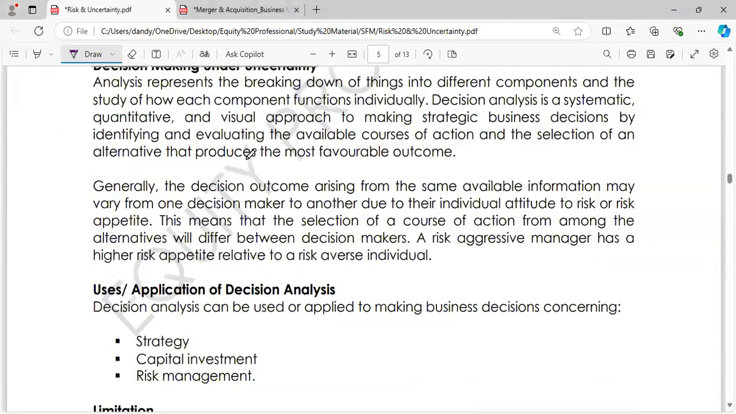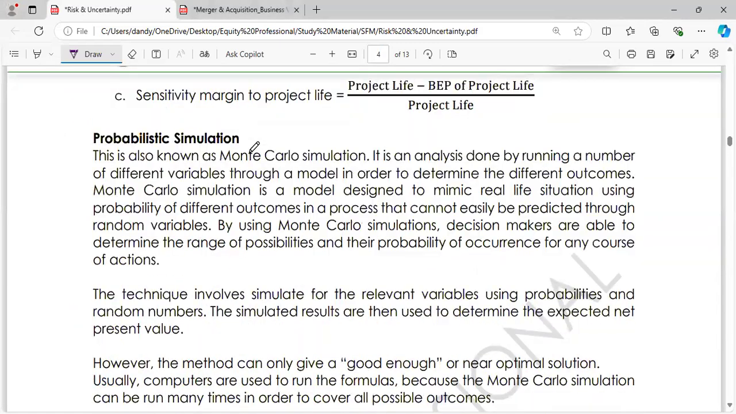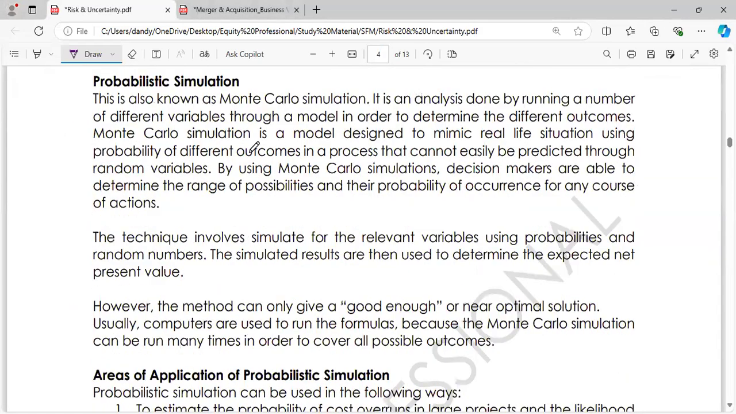Let's talk about simulation. When you talk about simulation, it represents a model designed principally to mimic a real-life situation when making business and investing decisions using random variables.